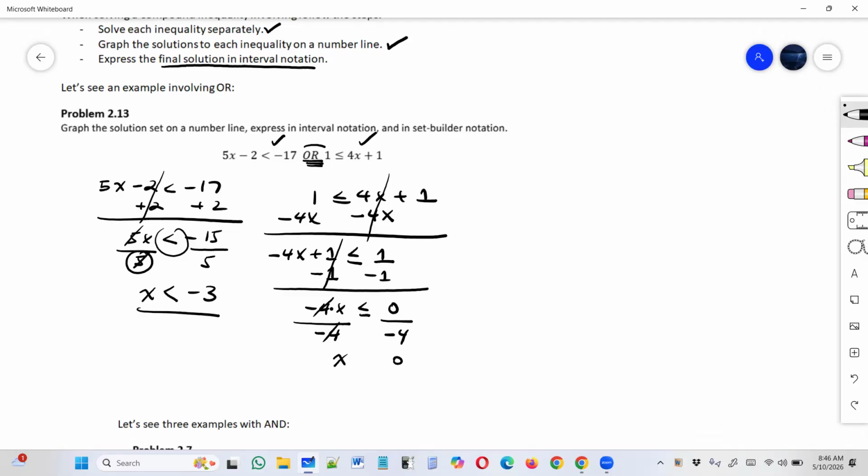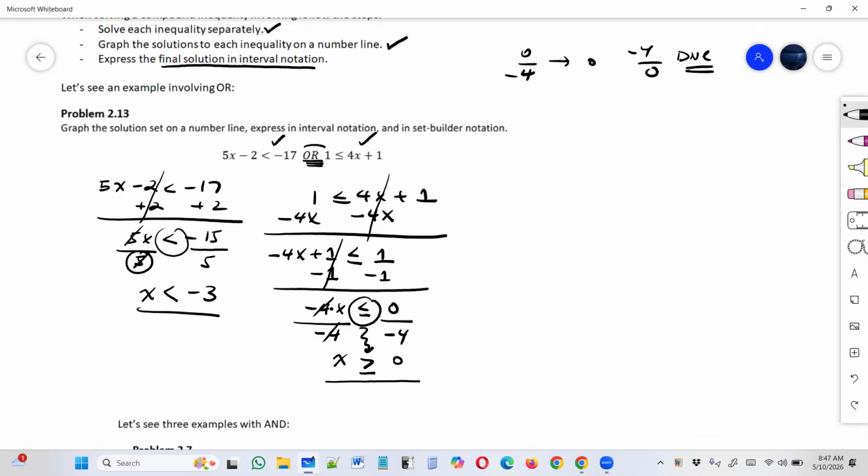Now don't confuse 0 divided by negative 4 is 0. But negative 4 divided by 0 does not exist, right? This is not possible. So don't confuse those. Because I've divided by a negative number, this inequality is going to change sides.